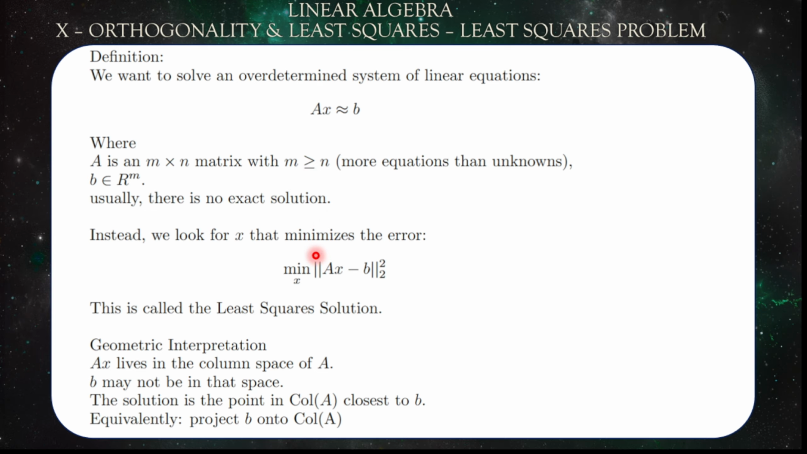Instead, we look for x that minimizes the error, okay, which is the minimum of Ax minus b, to get the value of x that minimizes, again, the error. This is called the least squares solution. Geometric interpretation: Ax lives in the column space of A. b may not be in that space, okay, which is the second side of the equation. The solution is the point in Col A closest to b. Equivalently, the projection of b onto Col of A. Okay, so the solution is the projection of b over the column of A.